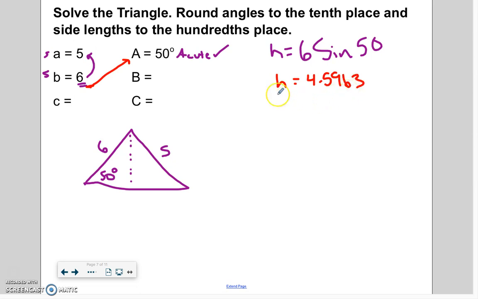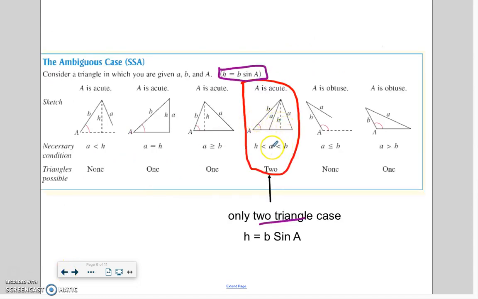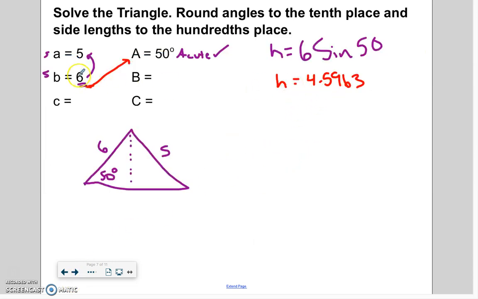4.5963. So we do our analyzing step. B is greater than A. All right, and then we go back and we realize that B is greater than A, is A greater than H. And since 5 is greater than 4.59, that means we have a two triangle case where this B is going to be either an acute angle or it's going to be obtuse because we don't know where this 5 is swinging.